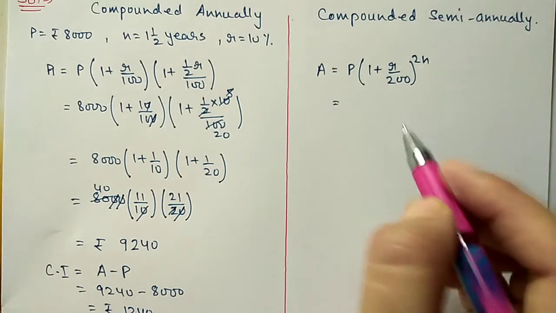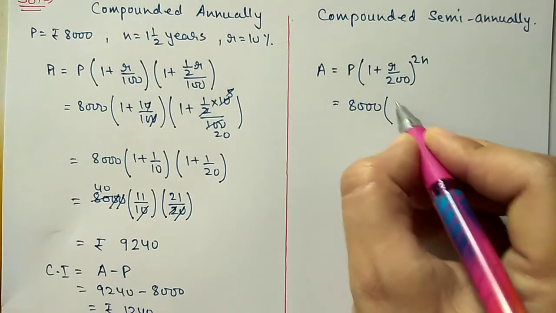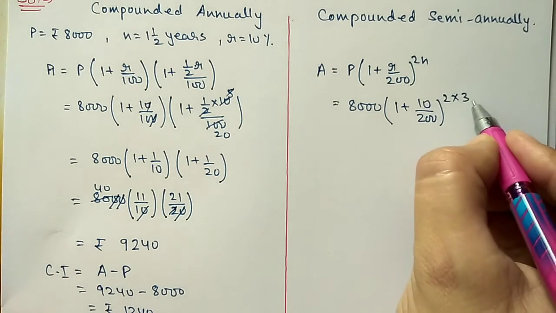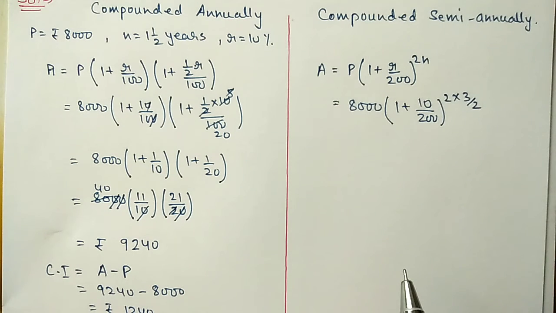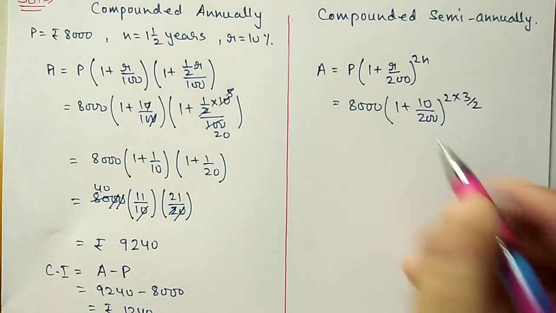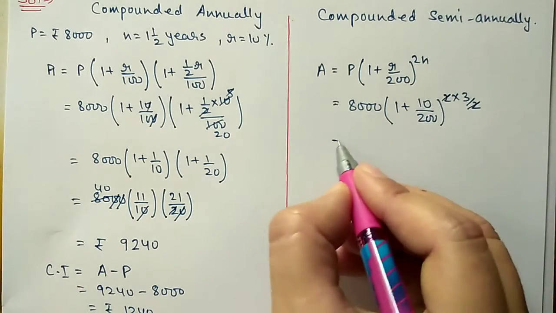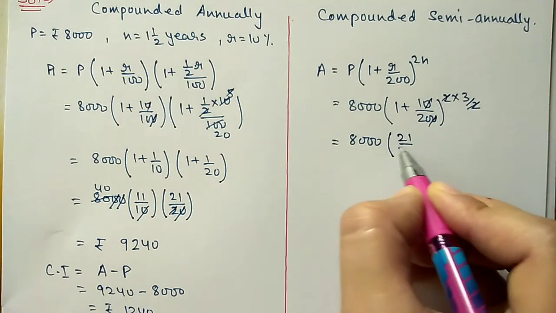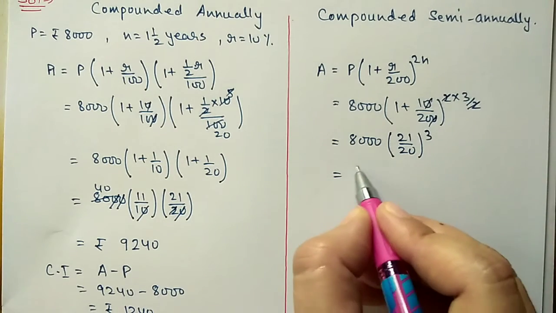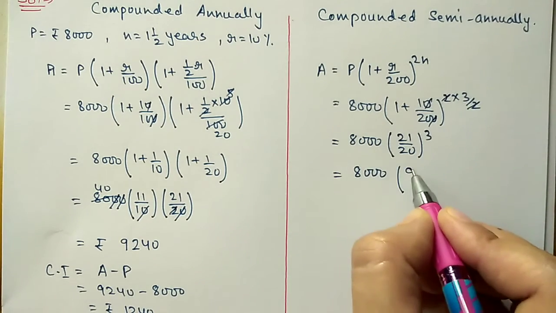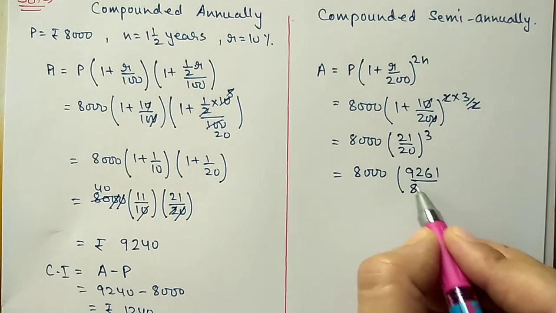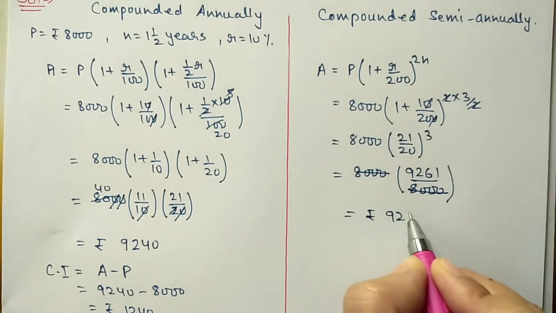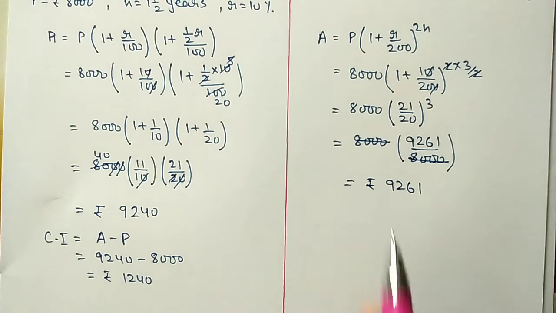Now we will calculate for semi-annually. 8,000 (1 plus 10 by 200) to the power 2 into 3 by 2. 1.5 years we can write as 3 by 2. So here 2 will cancel out, 8,000, and the zero also we can cancel out. We will get 21 by 20 to the power 3. 21 if you multiply 3 times you will get 9261, and 20 multiplied 3 times is 8,000. So this 8,000 will cancel out and we will get 9261 as the amount by the end of 1.5 years.